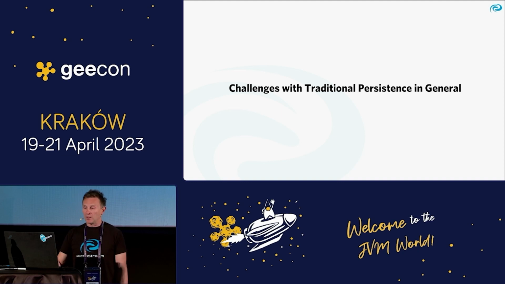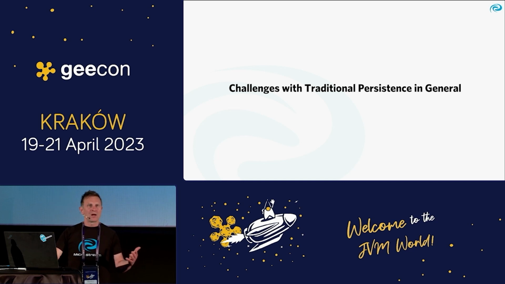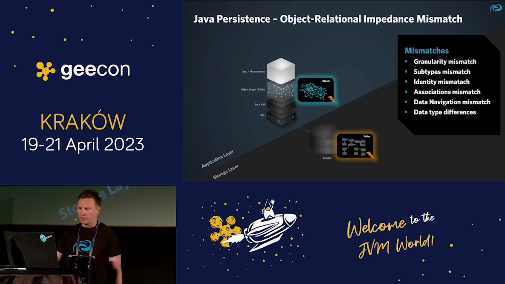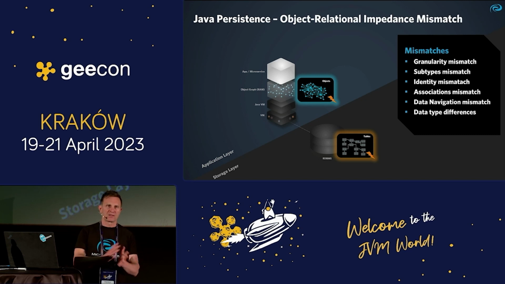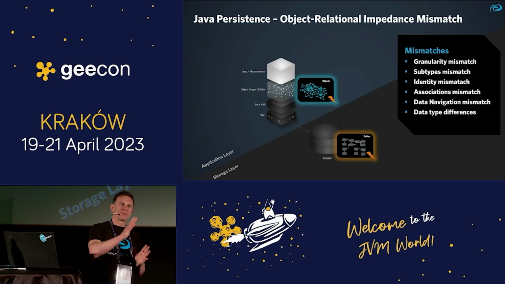We also have challenges with traditional persistence in general, because the talk is about high-performance applications. We want to build really fast services or applications. What's the challenge with traditional persistence? With Java, everything is great. Everything is object-oriented. It's fast when we execute code in memory. As soon as we want to store data, we leave the Java way.